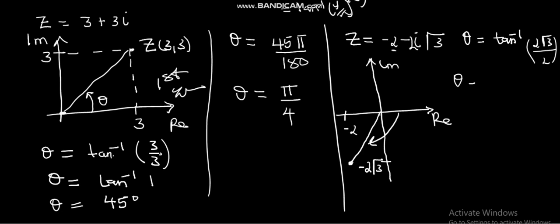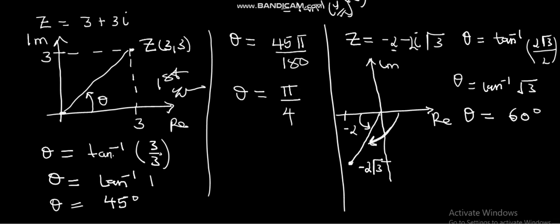So our argument theta is equal to tan inverse of root 3. So what is tan inverse of root 3? It is 60. Is that okay? So it is 60 degrees. And remember this 60 is from here up to here. And we need the angle from here up to here. Therefore, what shall we do?